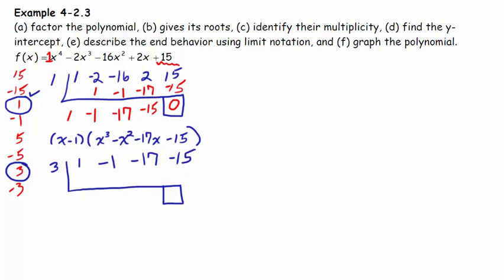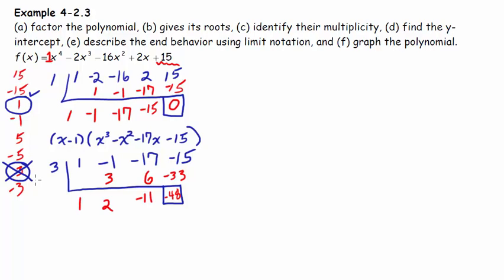Alright, so I'm going to bring down the 1. 1 times 3 is 3. I add these and I get 2. Alright, 3 times 2 is 6. I add these and I get negative 11. Okay, 3 times negative 11 gives me negative 33. And when I add that, that is definitely not 0. That is negative 48. Okay, so I know that 3 is not a root.